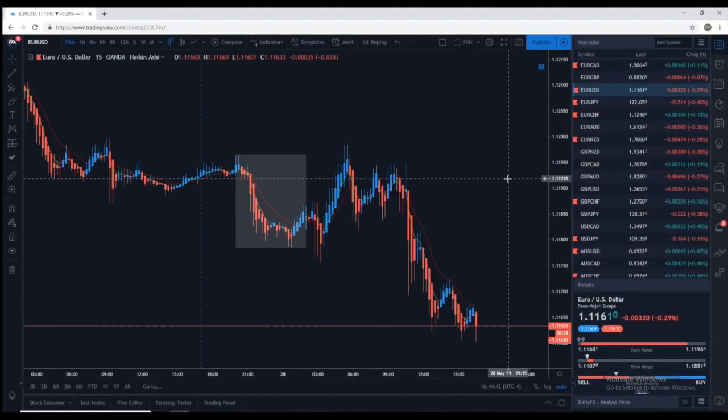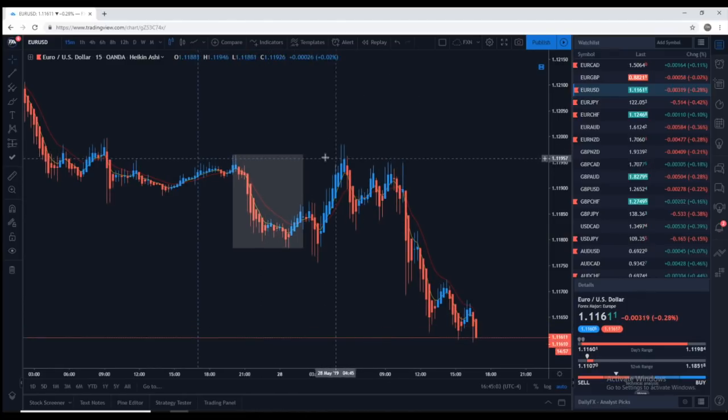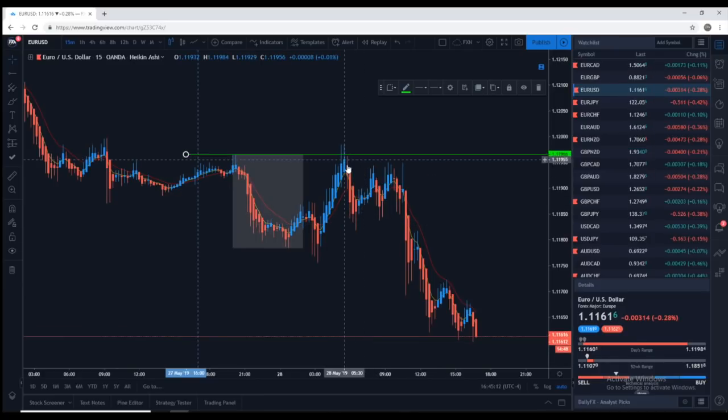So Euro USD. Euro USD had the Asian session here, and what happened during the London session? You can see price moved up and basically just moved across, didn't do anything but create the high of the day right here. It's trading off the high of the day. There's your high of the day. So knowing that you're trading off the high of the day, you're looking for sell setups.